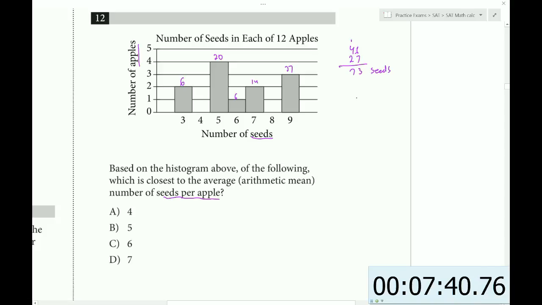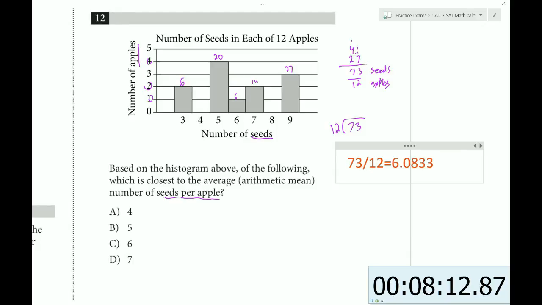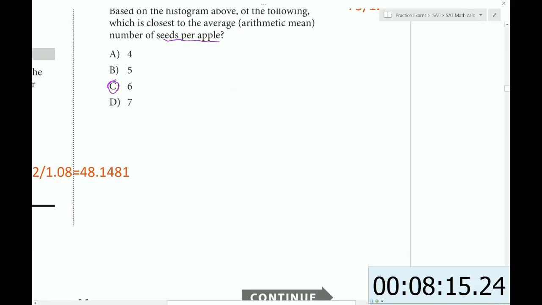Now to count up how many apples we have, well, we have 2. Then we have 4, that's 6. Then we have 1, that's 7. Then we have 2, that's 9. Then we have 3, that's 12. So there's 12 apples. So we do the division, 12 into 73. So just to save time, we can use our calculator. 73 divided by 12 equals a little more than 6, so choice C is best.